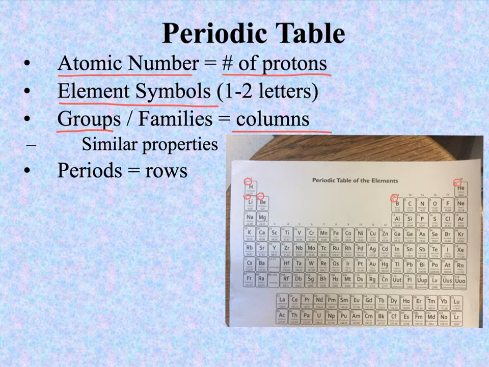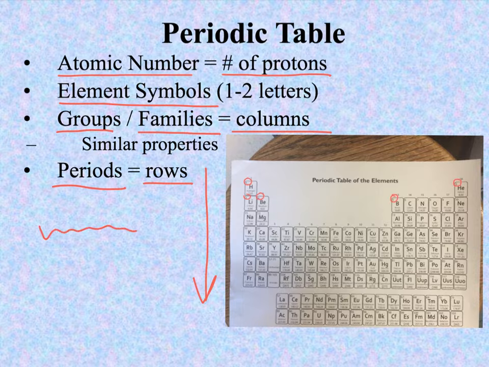You already know what groups are. Groups are the columns. We also refer to the groups as families. As you go down the group or the column, they are in the same family because they have similar chemical and physical properties, just like people in the same family may look similar or behave similarly. The rows are what we call the periods. Some people like to remember it as, I write horizontally and I end with a period. So the rows are the periods.